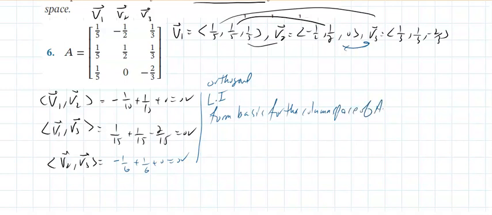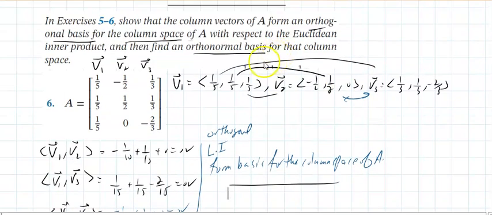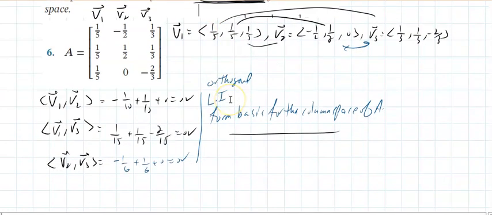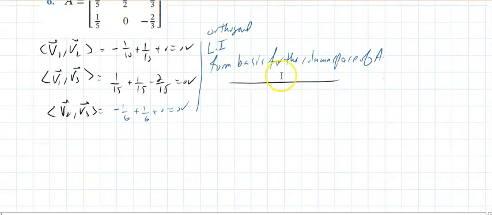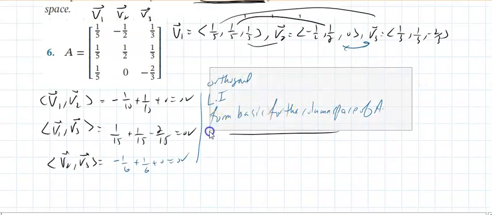of matrix A. Now, the second part, I forgot what it asked, what did it want? It was, and then find an orthonormal set for the column space. Well, take V1. I need, okay, I'm going to move this down here.